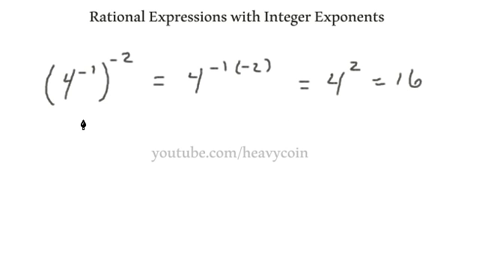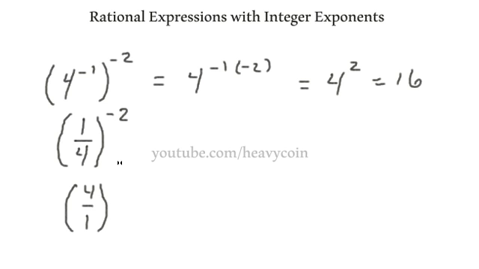So this 4 to the negative 1, remember, is 1 over 4 as a rational number, and it's all raised to the negative 2. So this is just another way of seeing this. What you can do here is you can flip this 4 over 1, and now instead of writing negative 2, we write a positive 2 here.